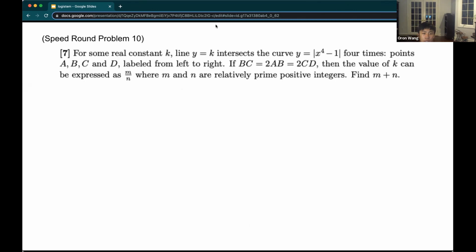Okay, I'll start going over this now. So we can start by graphing this function. First, let's graph the function y equals x to the fourth. Look something like that.